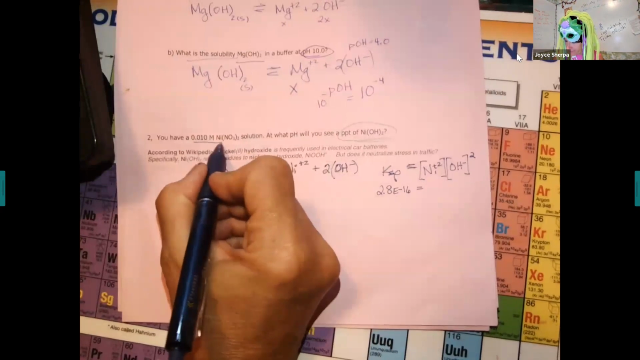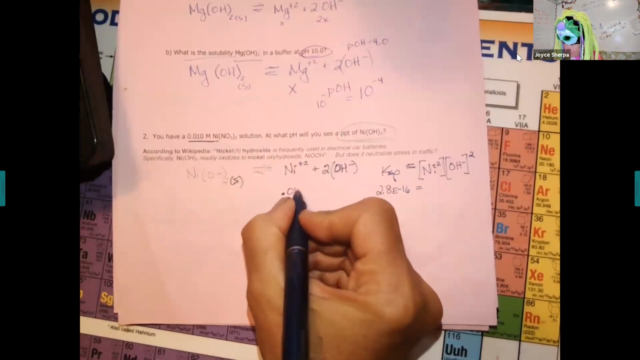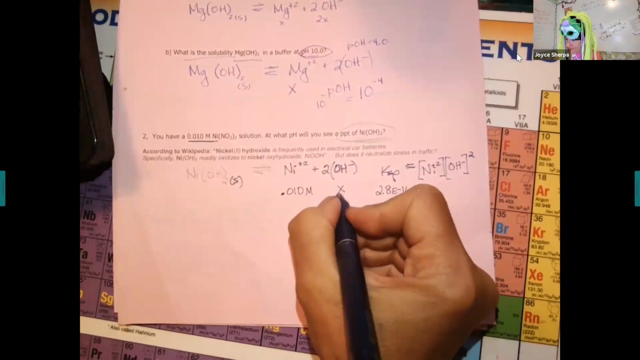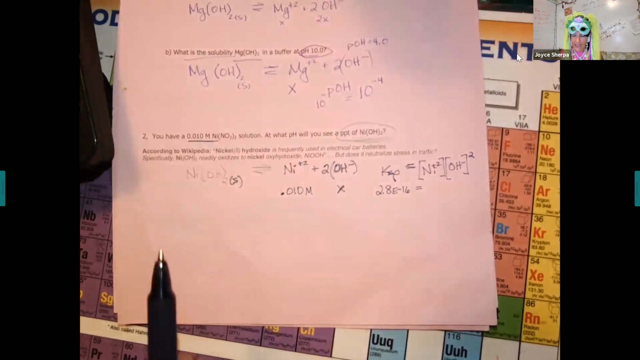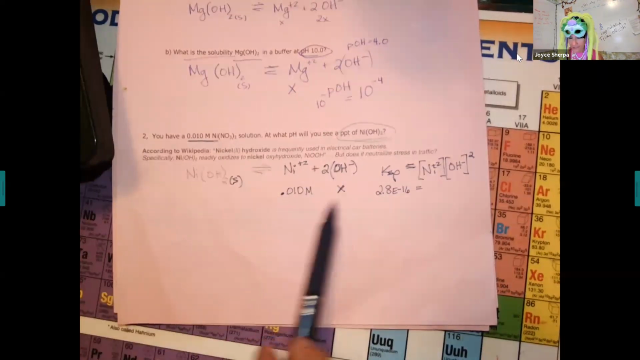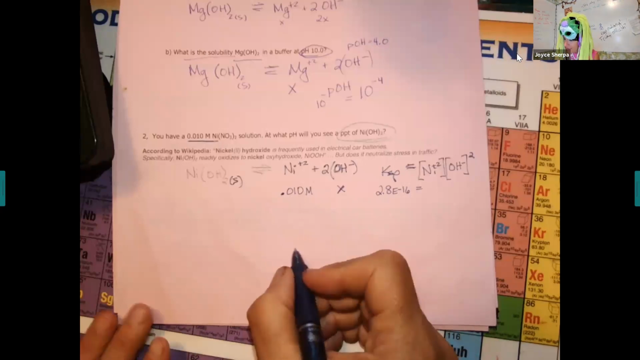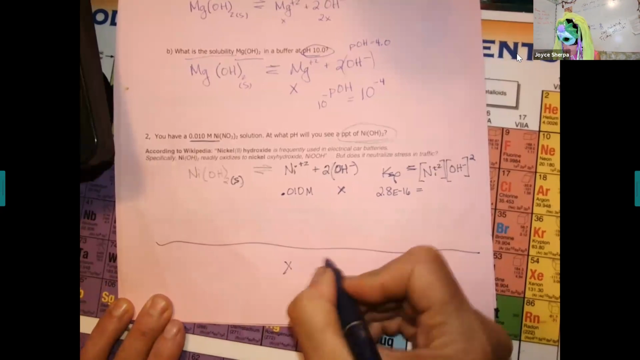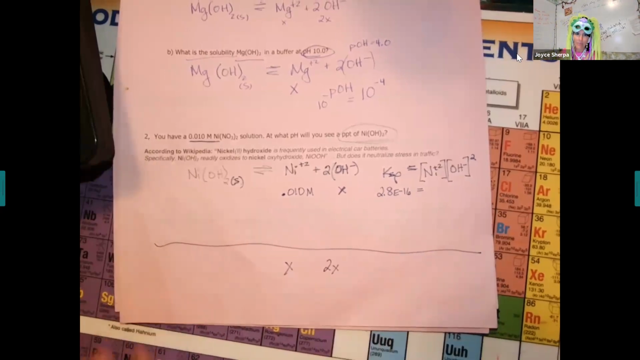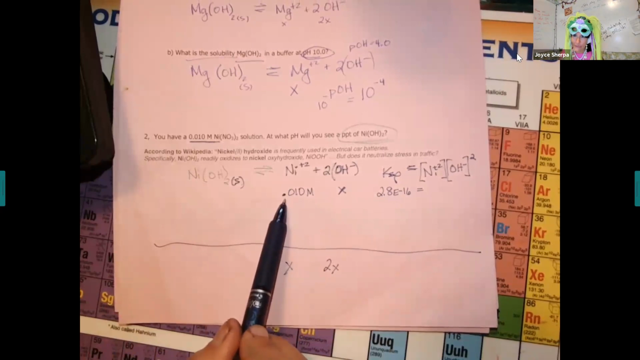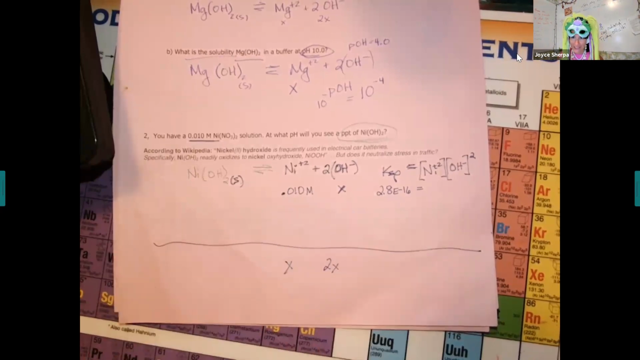We know the nickel because that is the 0.010 molar. The hydroxide is my unknown. If you're not given either concentration, so if it just says, what is the precipitate, then this would be x and this would be 2x. But if you know one of them, in this case the nickel, the other one is just your unknown, x. That is the most asked question. I guess because it's not a question in my head, I don't know better how to explain that.